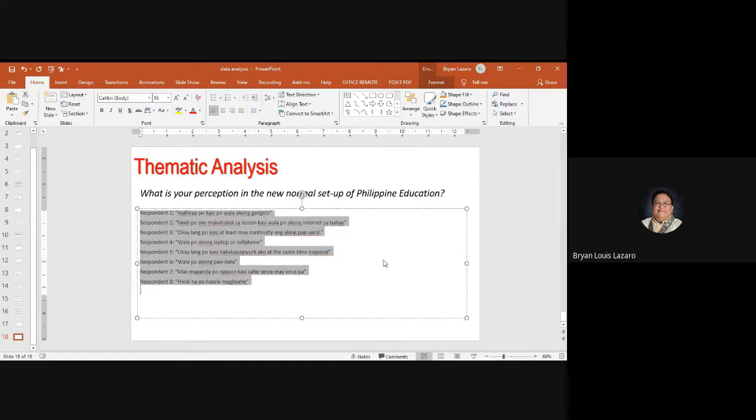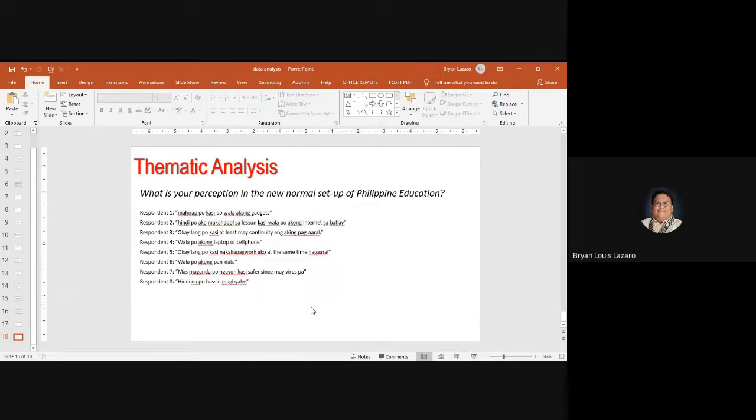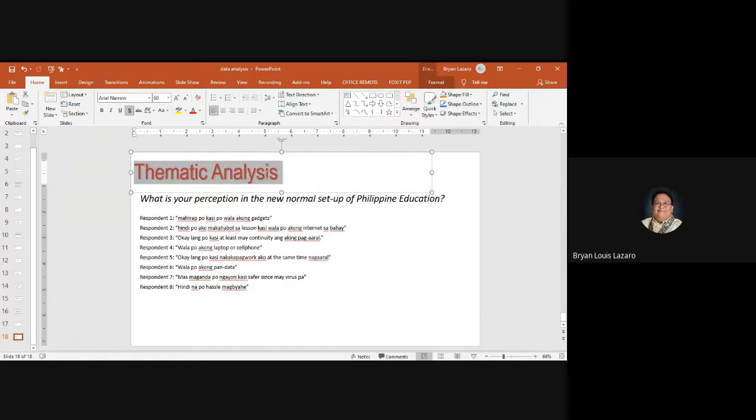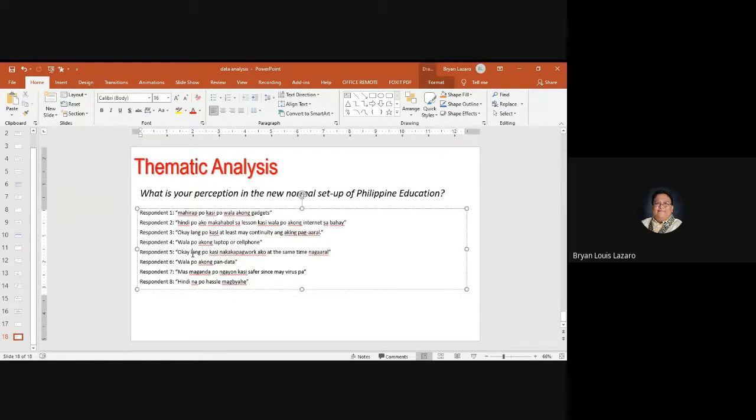So, halimbawa yan. So, paano kayo mag-a-analyze dito? Thematic analysis. Ibig sabihin, babasahin nyo lahat yung mga naging response. So, normally, ganito yung ginagawa ko, class, na para hindi ako nahihirapan. Nilalagyan ko ng color code.